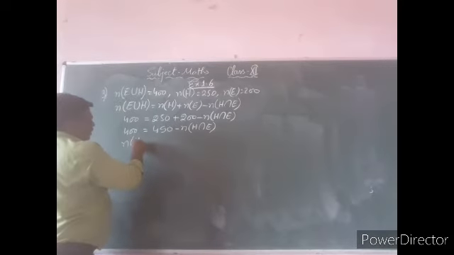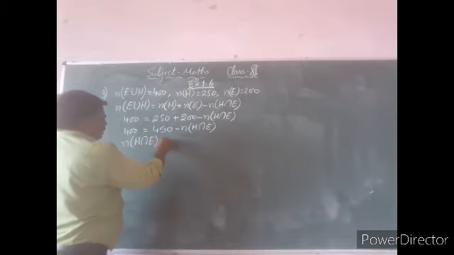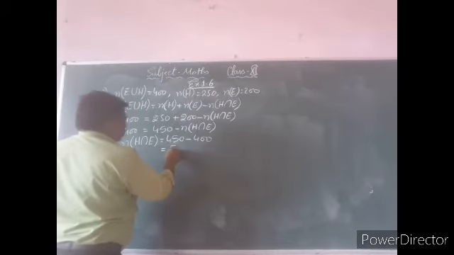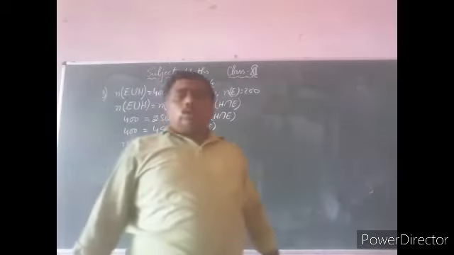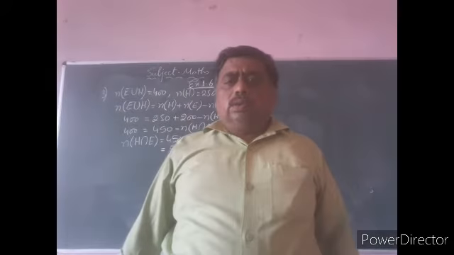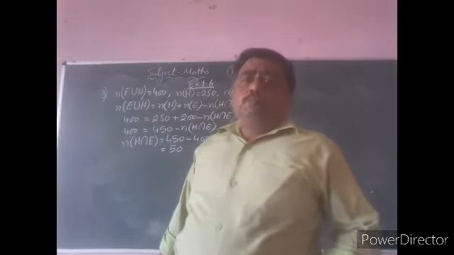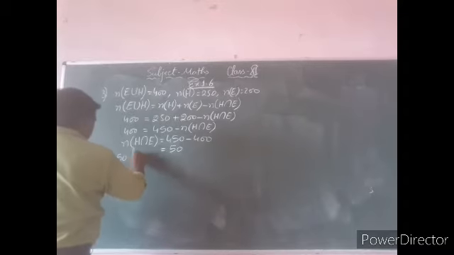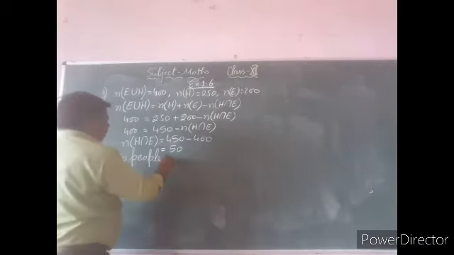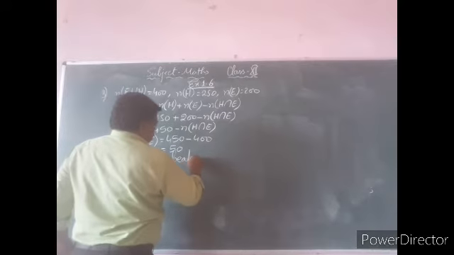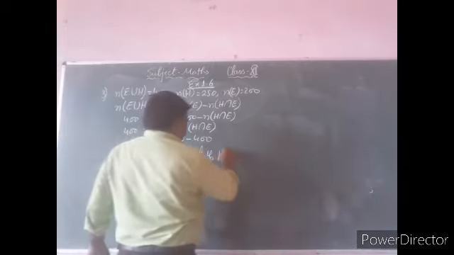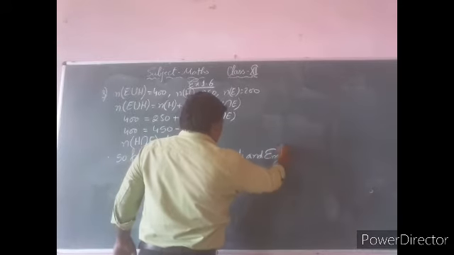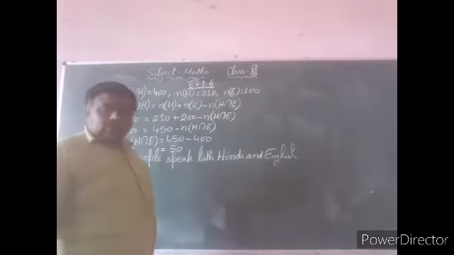H intersection E is equal to 450 minus 400, equal to 50. Therefore, 50 people speak both Hindi and English.